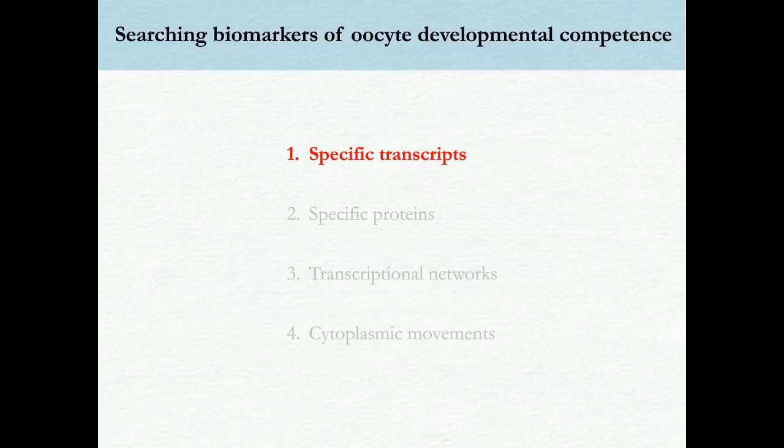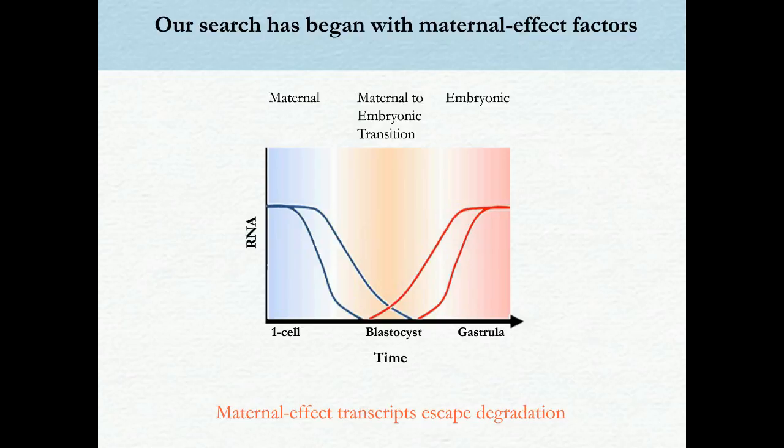As I said before, during oogenesis, the oocyte stores all the goods that are needed to initiate development. The great majority of these factors are eliminated soon after fertilization has occurred, and only a small fraction of these, the so-called maternal effect factors, escape degradation. These maternal effect factors guide the transition from a maternal control of development to an embryonic control until embryonic genome activation occurs.